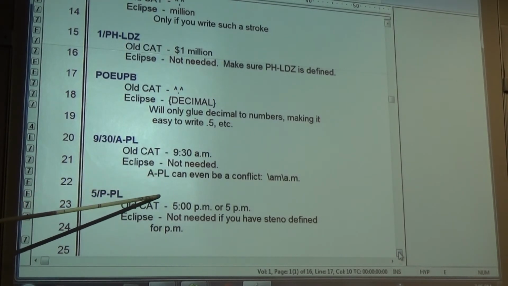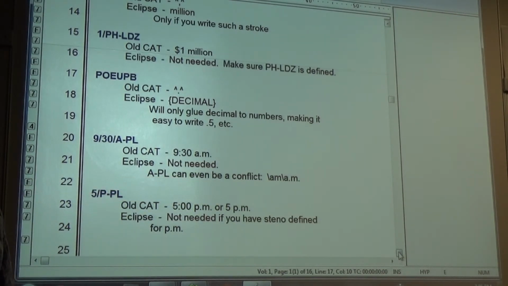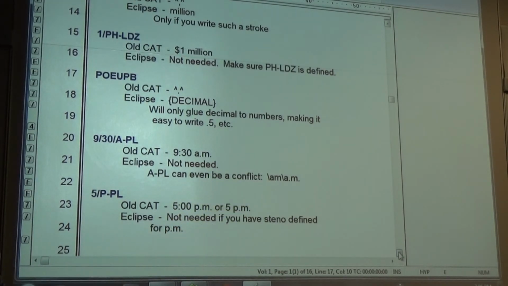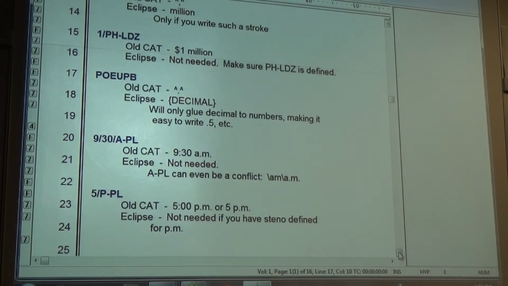Same thing with time, okay? AM can even be a conflict. Guys, I wouldn't do it. I write mine with an asterisk. You don't have to do it. I don't really care how you do it. Just try to do it different than am. And all you have to do is define that. The same thing with PM. It's the same way. Okay?